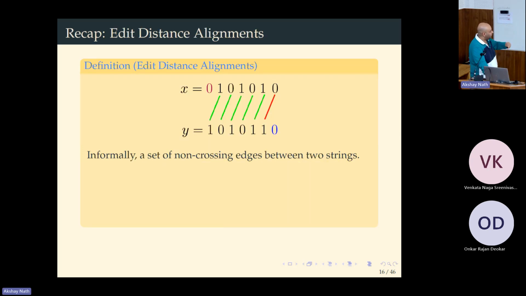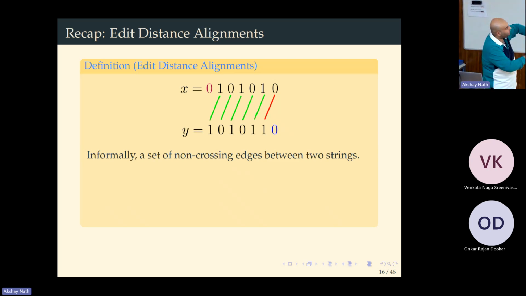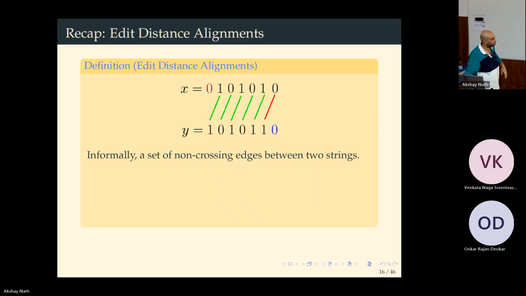To go back, we have edit distance. And in edit distance, we have what we can call alignments. So you can see that if you write the two strings down, a green alignment is an edge where it matches on both endpoints. So it's a 1 and a 1 or a 0 and a 0. A red edge is when you have to make a substitution. And if there is no edge incoming, it means either it's inserted or deleted. If it's at the top, it's deleted. If it's at the bottom, it's inserted.